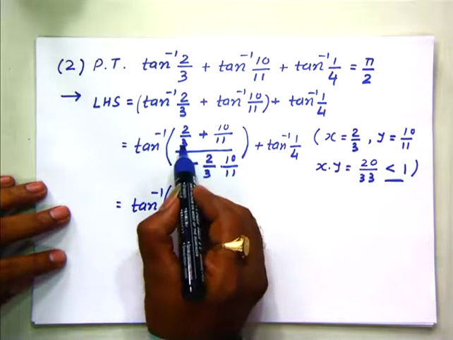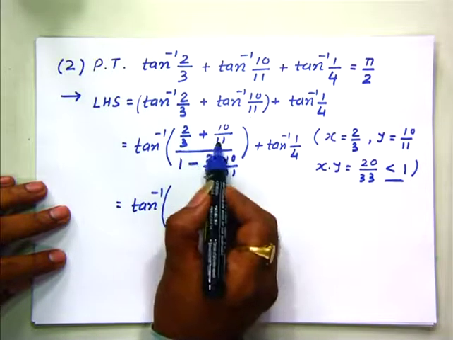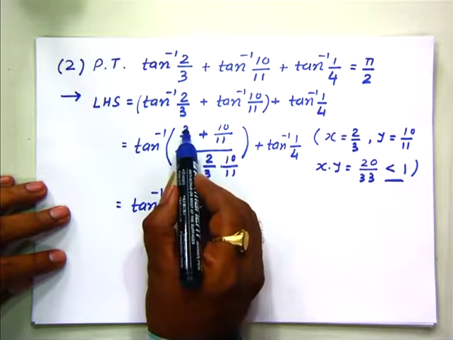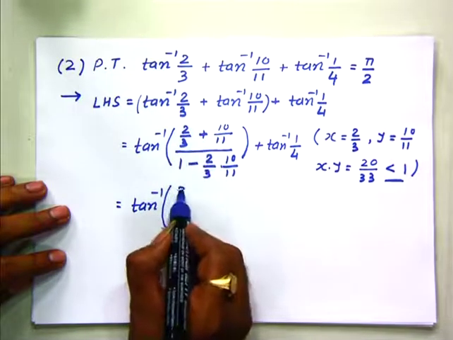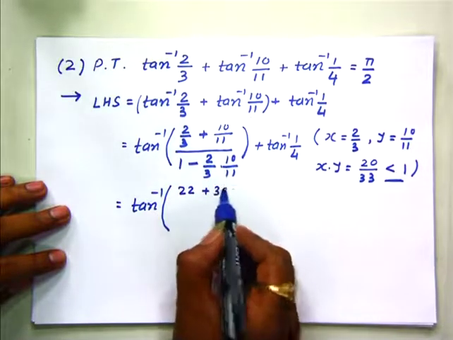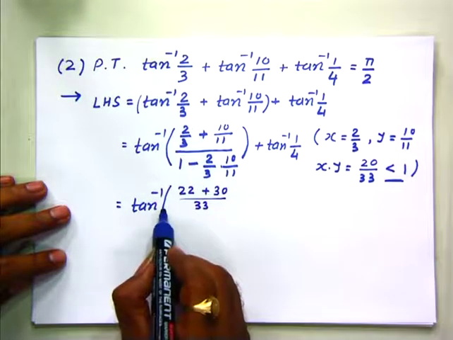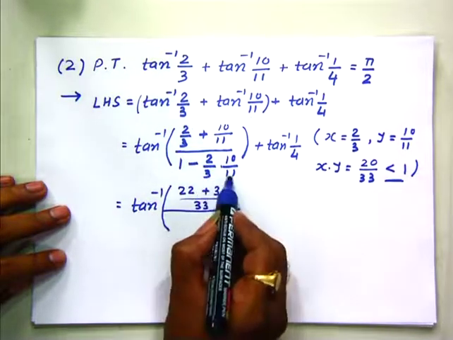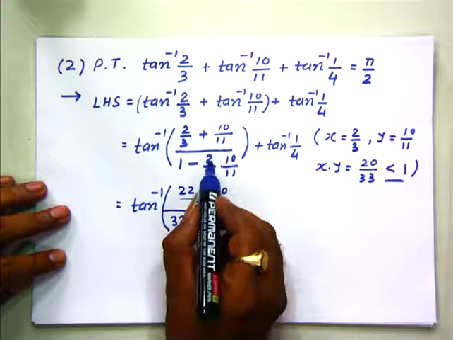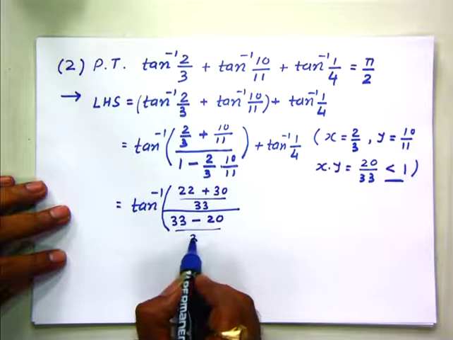See here in the denominator this is 3 and 11, so we have to take LCM, and LCM is 3 into 11 is 33. So multiply 11 by 2, so we have 22 plus 3 into 10 is 30 upon 33. Okay, this whole upon 3 into 11 is 33, multiply by 1, so 33 minus 2 into 10 is 20 upon 33.